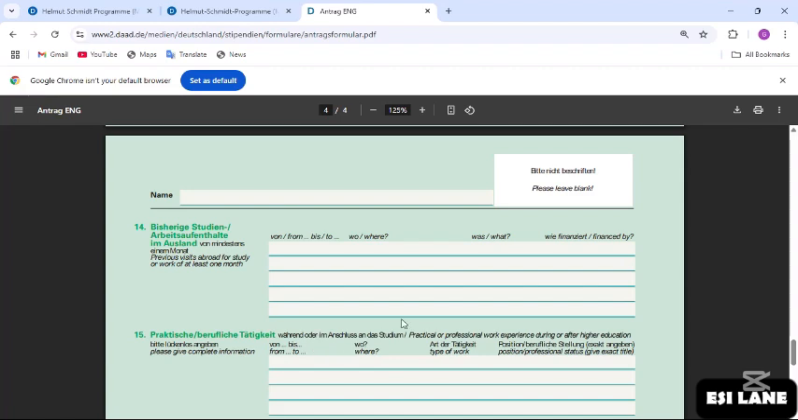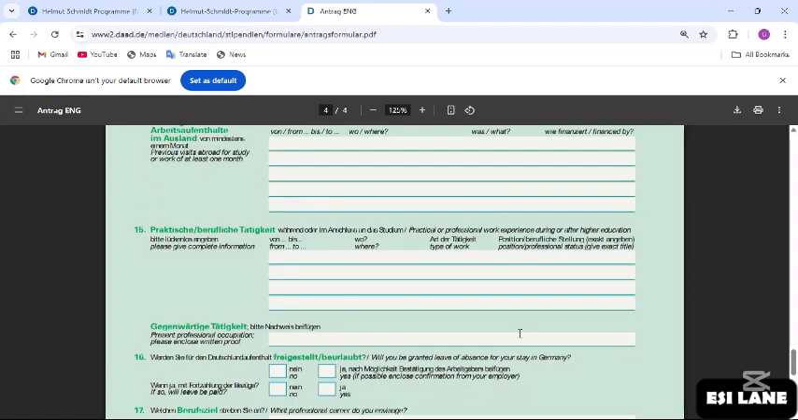The next thing is practical or professional work experience during or after higher education. Please give complete information. This part is for your work experience, so whatever job you did in the past, you can write them here and then you can write your current job too. So from is when you started and then when you ended, then where you worked, that's the institution you worked at, the type of work you did, and then the position or professional status. It says give exact title.